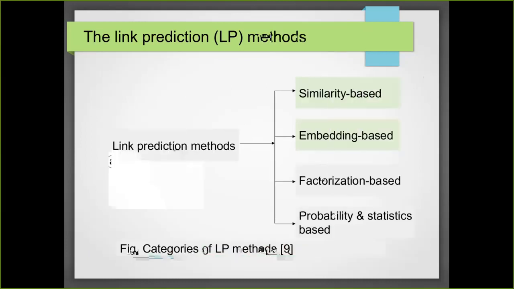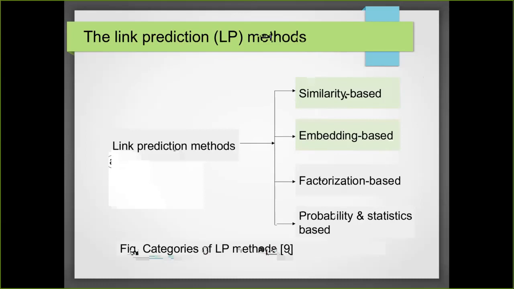So what are the available methods in the literature for the link prediction problem? There are four broad categories of link prediction methods. First of all, similarity-based methods, then embedding-based methods, factorization-based methods, and probability and statistics-based methods.